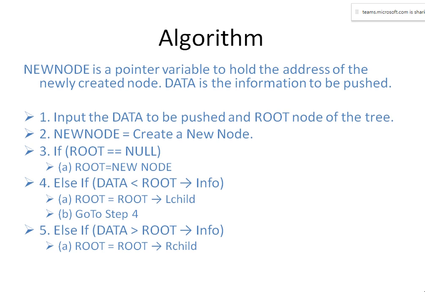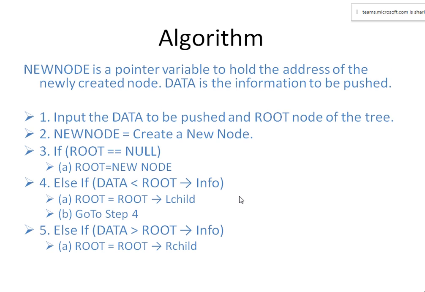Here are the algorithm steps in proper fashion. See, here we will be making use of pointer variables. New node is a pointer variable to hold the address of the newly created node, and data is the information to be pushed in. Now step number 1, input the data to be pushed in and the root node of the tree. Here you need to first give as input the value you need to insert into the tree, and also you need to know the root node value.